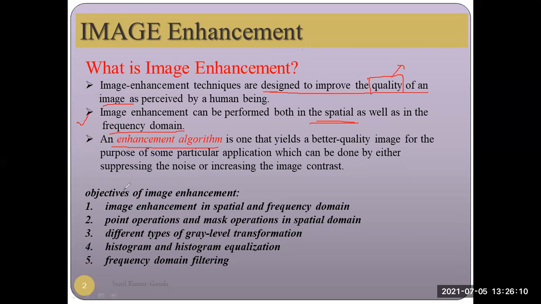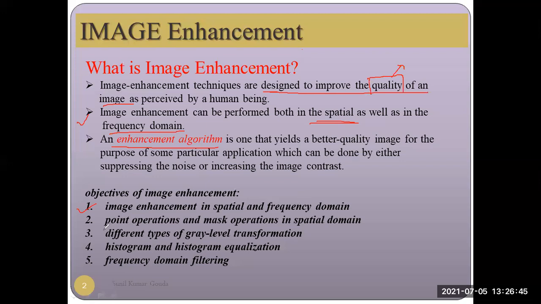So what are the main objectives? First of all, we have to understand why we need image enhancement in our image processing module. The second thing to remember is that after completing this topic, we will be able to understand that image enhancement can be performed in the spatial domain as well as the frequency domain. When we are performing it in the spatial domain, what are the different properties we are using, and when we are performing it in the frequency domain, what are the different methods that we are using?